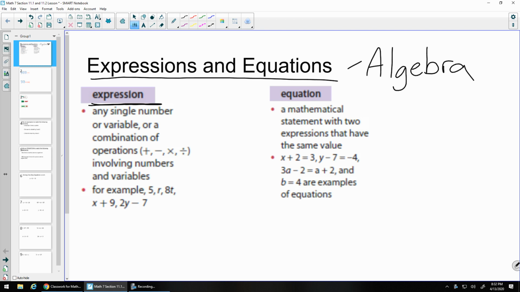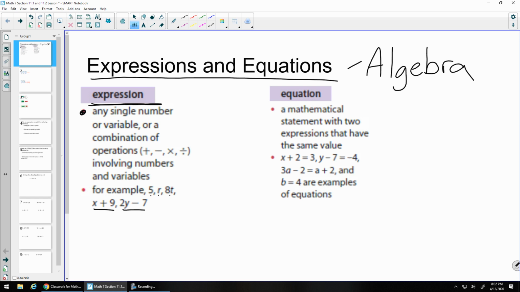Excuse these fuzzy words. Just to review what an expression is, as this definition says, an expression is any single number or variable or a combination of operations involving numbers and variables. So pretty much an expression is anything. It can be the number 5. It can be the variable r. It can be 8t, so the numerical coefficient 8 with the t, 8 times t, whatever that variable is. x plus 9 is an expression. 2y minus 7 is an expression.